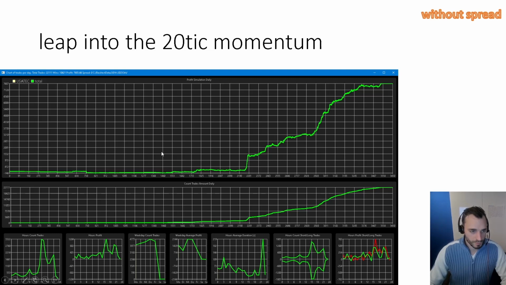And also it's without spread. It's 22,000 trades with only 7,000 points. And imagine one trade on the Nasdaq, it has already 0.5 points spread or 2 ticks.